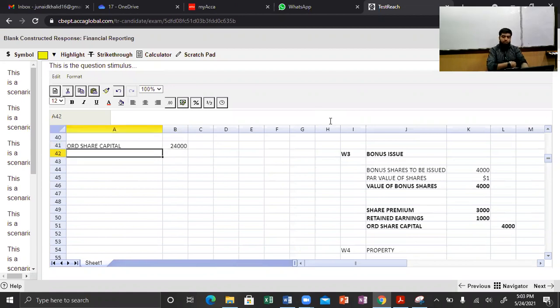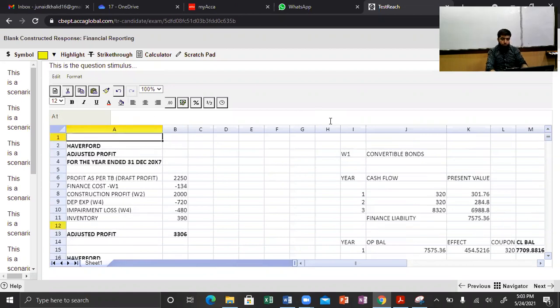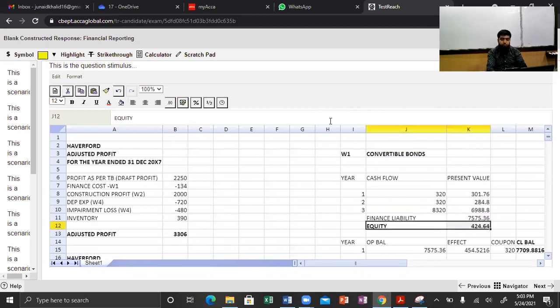One more thing is we have issued convertible bonds during the year. What does it mean? It means we are going to record the financial liability and equity as well. That is also known as split accounting. So there is always an equity component, or equity element. 8,000 amount was received, against which 7575 was a liability. It means 424 is going to be the equity part, and it is never restated. It will be recorded forever.